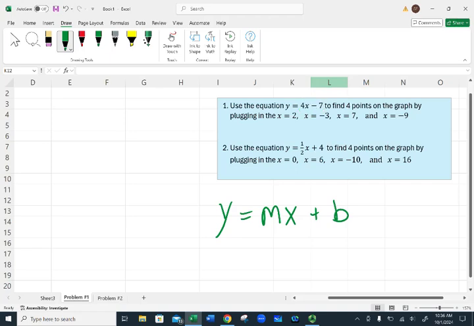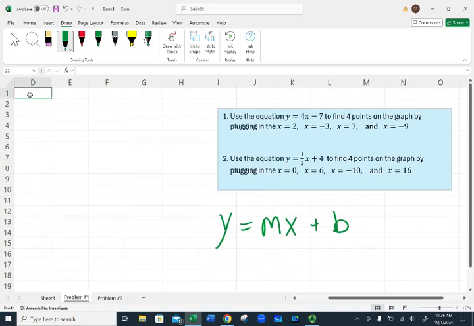Okay, so before we work with any specific numbers, let's set up a template. I'll start with the right-hand side of the equation. There's an m, there's an x, and there's a b. And based on those 3 numbers, I then want to find the y value. So we're given the x values, we're given the m, we're given the b, and based on those 3 numbers, we want to find y.